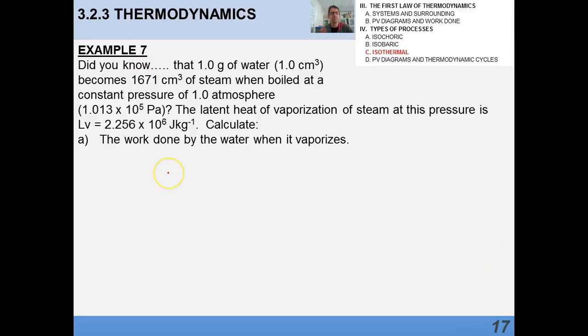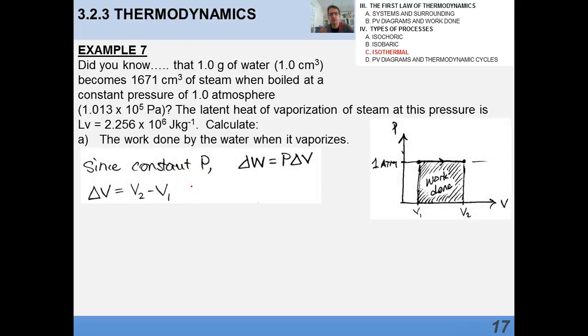And example 7. This is a little more complicated. This is the most complicated stuff you'll be doing with thermodynamics. It turns out that 1 gram of water becomes a lot of steam when boiled at a constant pressure. Calculate the work done by the water when it vaporizes. This question is going to take you a while, so pause, get some paper and a pen and a calculator and try to work this one out.